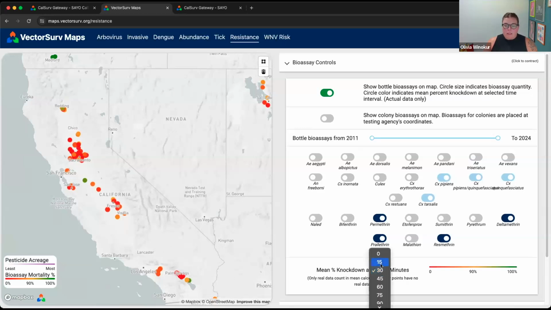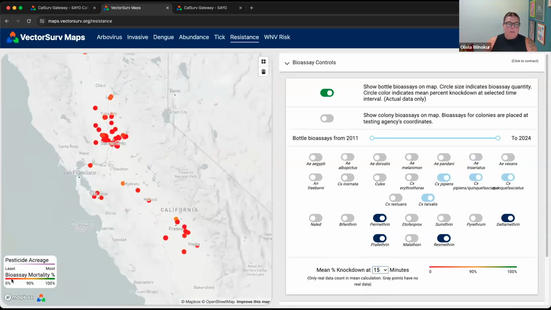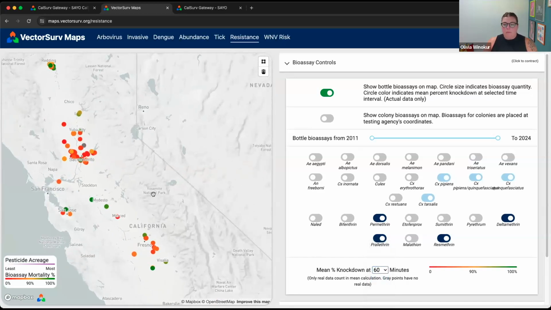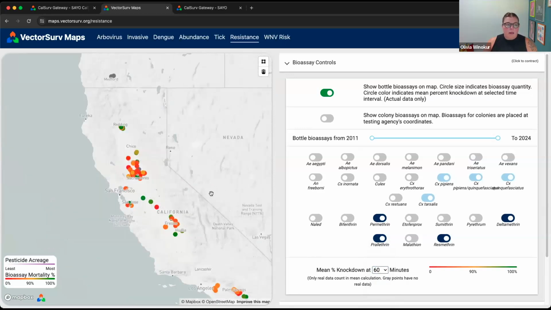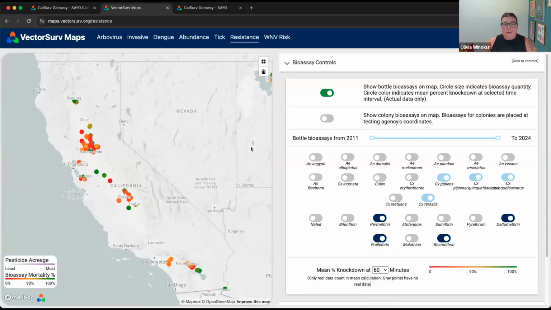Sorry, I said that wrong. Mean percent knockdown at 15 minutes. All of these were not very knocked down at 15 minutes, but by later. So we're seeing resistance, you know, in certain areas and not in others with different products and different species, but a way for you to visualize what's going on and also to help you make decisions on what insecticides to be using, so that the control we're doing is actually effective.